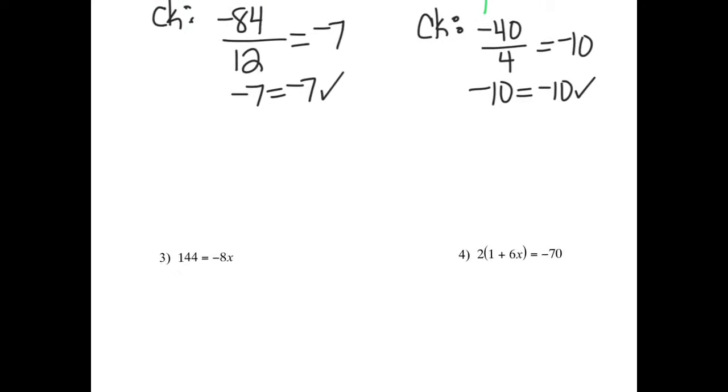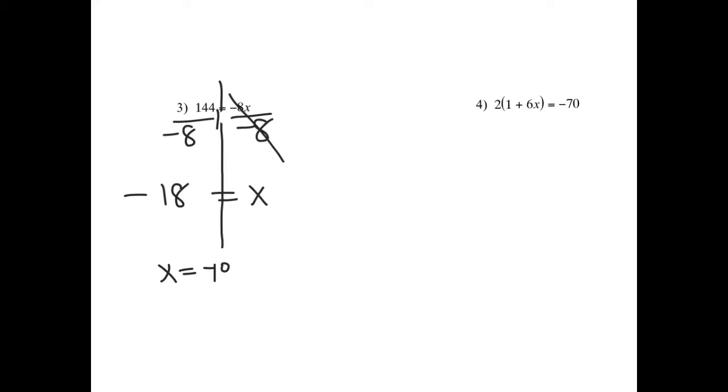Let's look at our next two examples. So example number 3, I see that I have an x. I'm trying to get the x all by itself. I have negative 8 times x, so the inverse operation of multiply is divide. So I'm going to divide both sides by negative 8, because remember, whatever you do on one side, you must do to the other. So I end up with x equals, a positive divided by a negative is a negative, 18. So x equals negative 18.